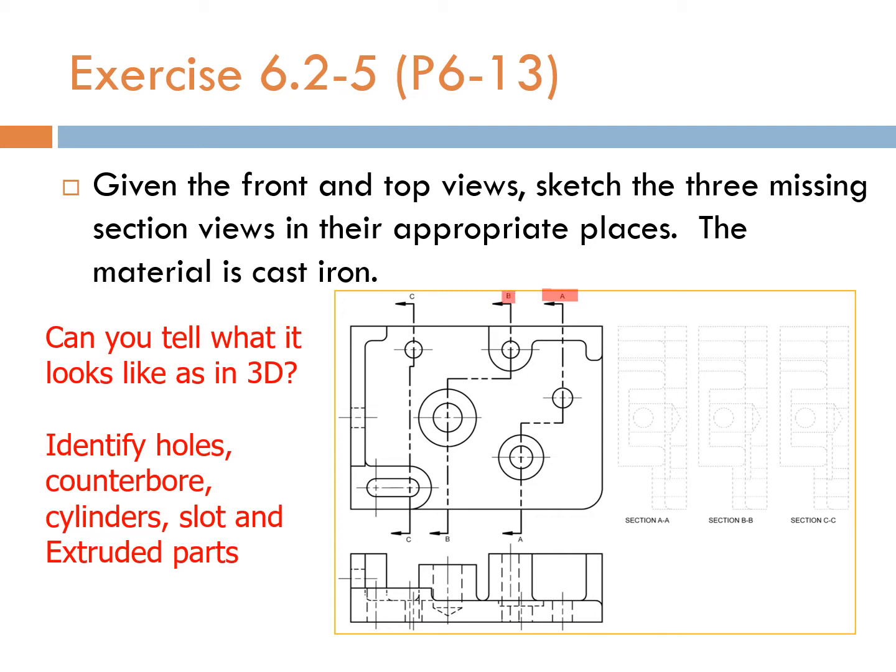Because the arrow points to the left, your section view should be on the right. And you can do several sections because the features are all at different locations, and it's hard to draw one section line that goes through each one of the features. That's why in this example, we show you 3 different section views. There are holes here. There could be a cylinder or a counterbore. And there is a slot over here.